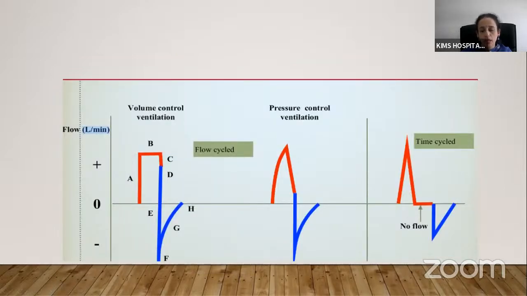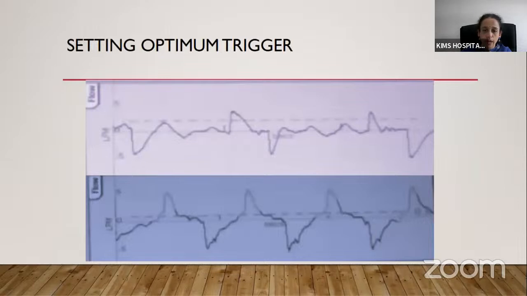So we have discussed what all the things we'll be seeing in the flow scalar. The first one is how to set the optimum trigger. If you compare the top and the bottom scalars, in the top one, what is happening? Here there is one breath which is not detected by the ventilator, and it is trying to give a breath over here. And then here also, and then here. So there is a lot of asynchrony between the baby's respiratory efforts and the ventilator breaths.